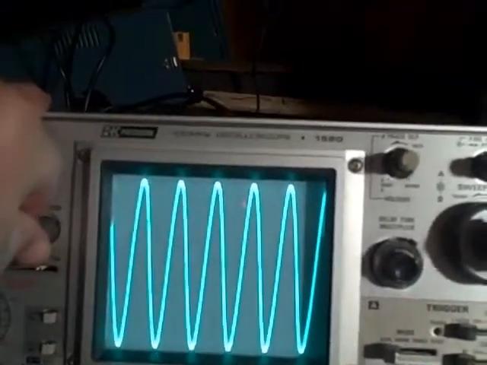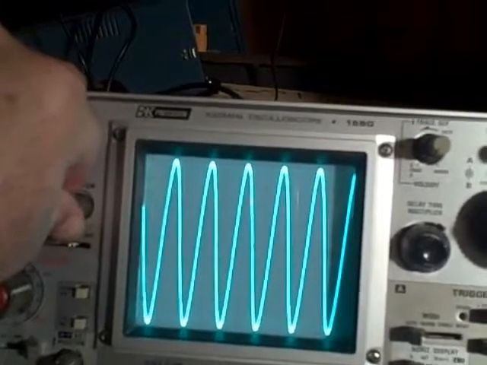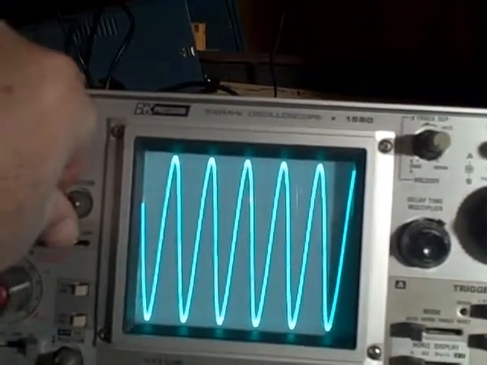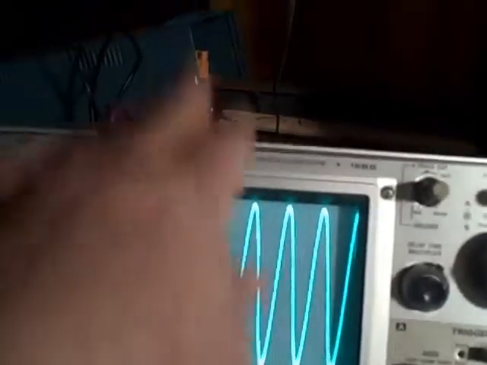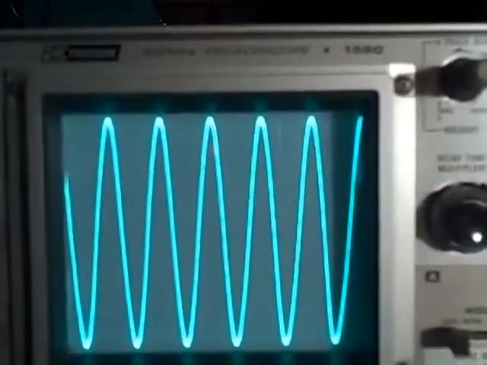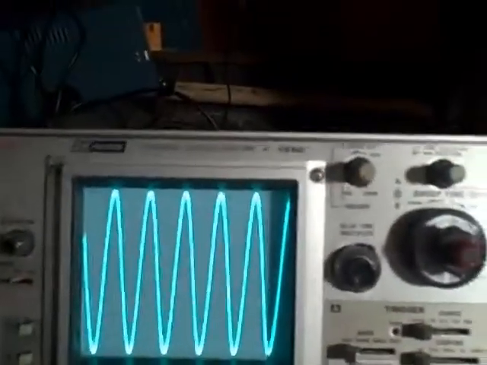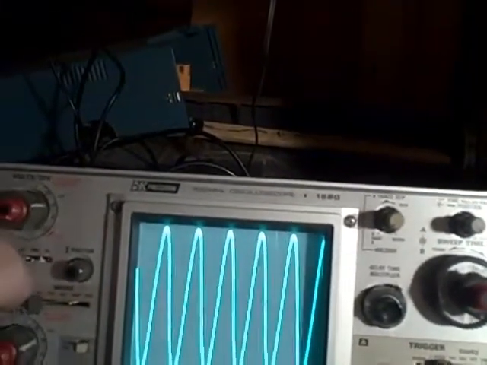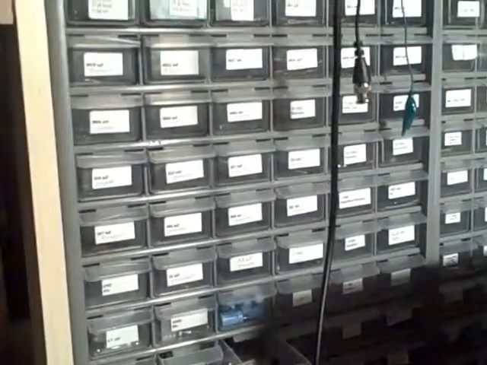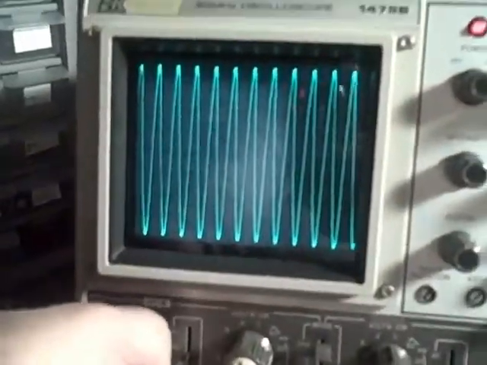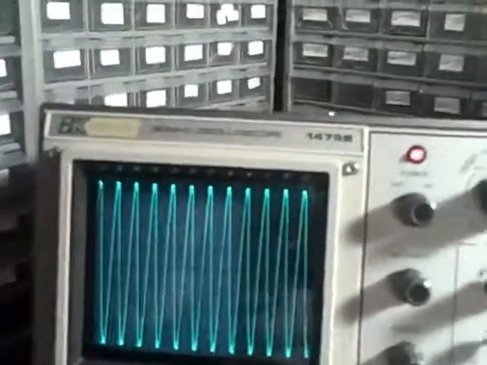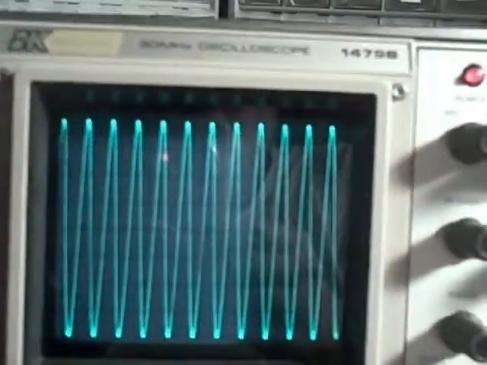Looks like my center's drifted just a hair here. Check it again. Alright, we're 4 divisions up and 4 divisions down exactly. I know it's difficult to see on this camera. Sorry about that, but now I'm going to take the signal and put it in on my B&K, and we're going to observe where we're at here.